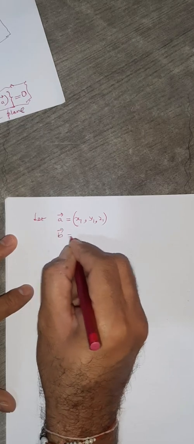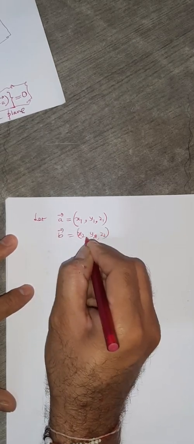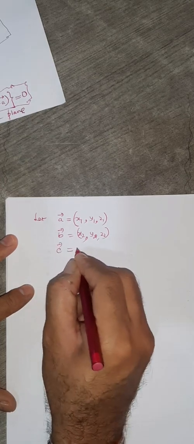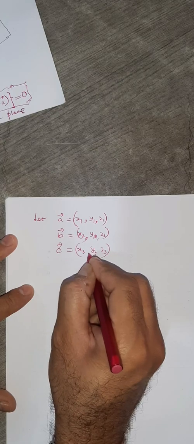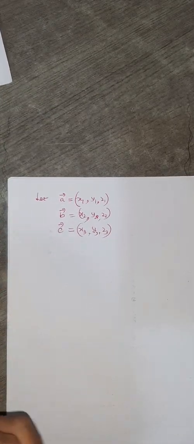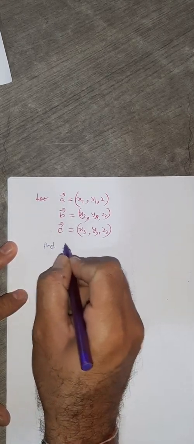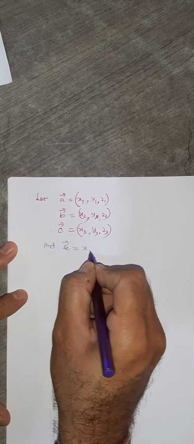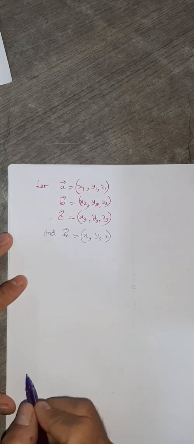Vector b as, let's write x2, y2, z2. And vector c as x3, y3, z3. What I did is just write it in the form of components because we want to write the Cartesian form. And vector r, you know very well, is the variable point x, y, z. If it is r2, we take normal x and y, here x, y, z.